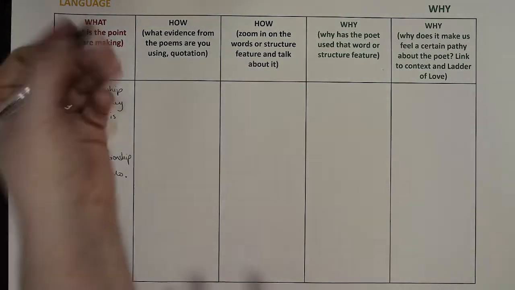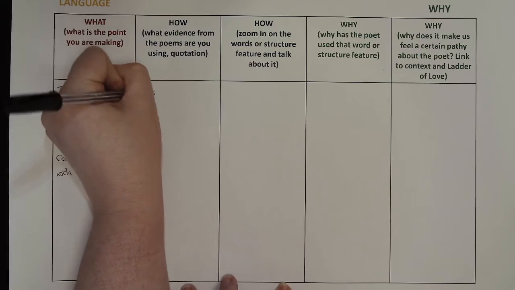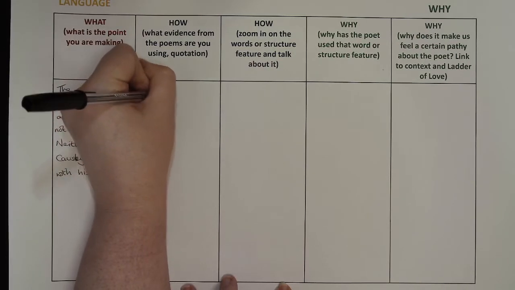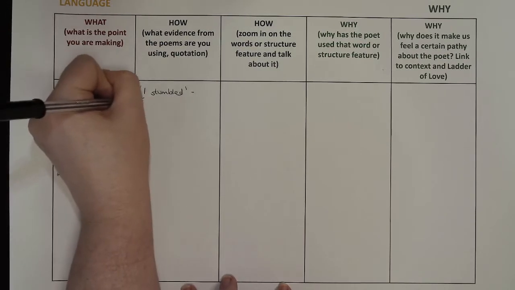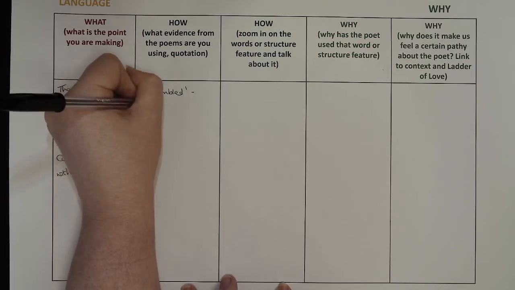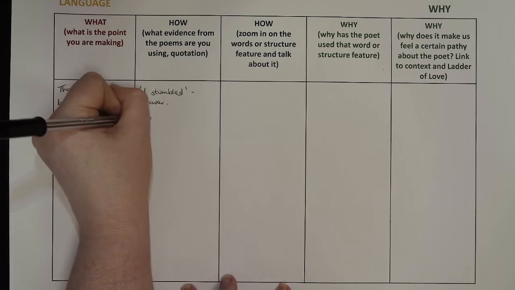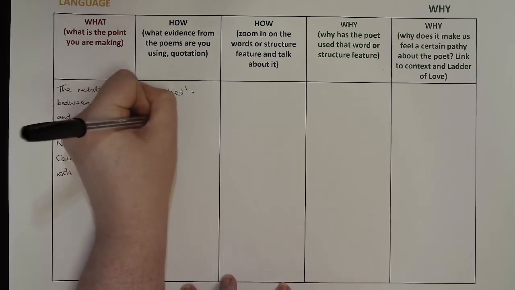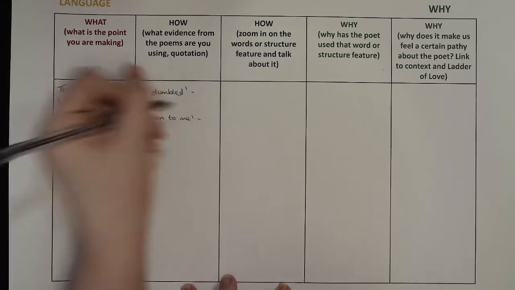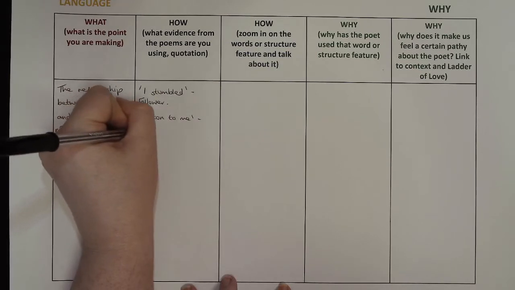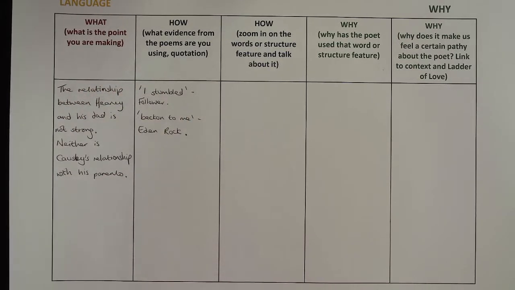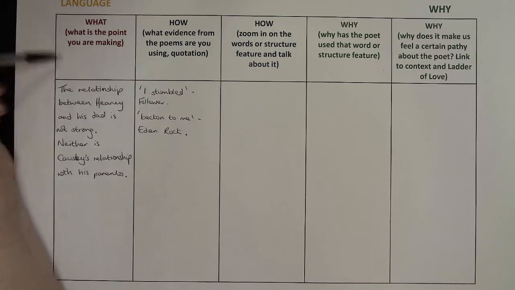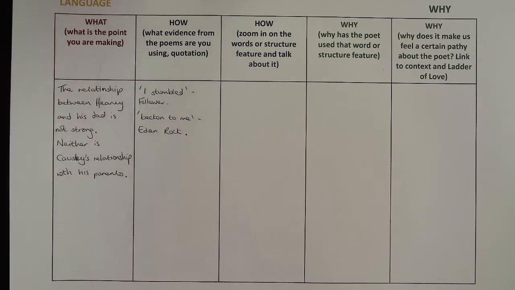So in this column I'm going to put "I stumbled". We know that's the quotation I picked. I'm just going to remind myself that's in "Follower". And "beckon to me" from "Eden Rock". Pause this recording now so you can get your what column and your first how column filled in.